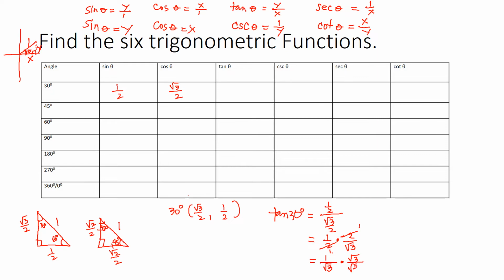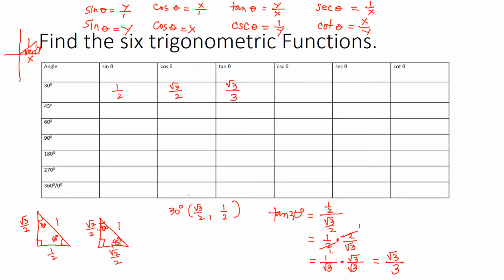We have that multiplied with square root of 3 over square root of 3. So this time we have now 1 times square root of 3, which is square root of 3. Square root of 3 times square root of 3 is square root of 9, which is a 3. So tangent theta is square root of 3 over 3.